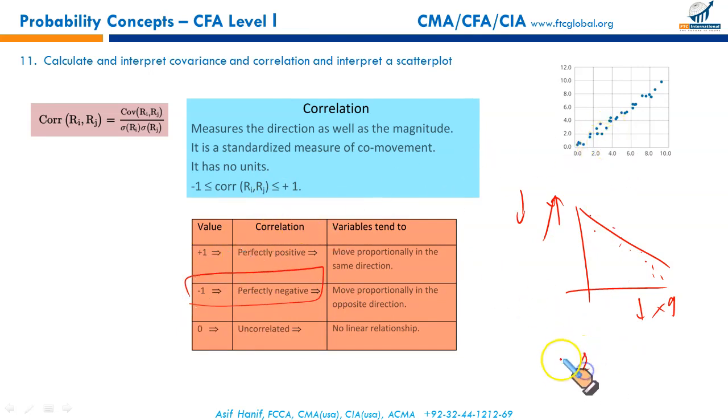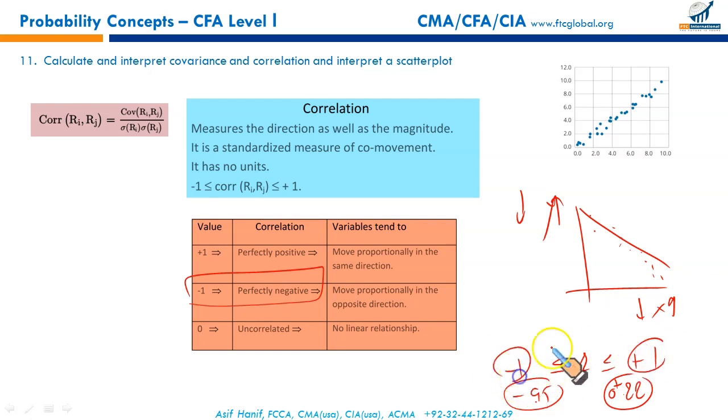R can fall anywhere between -1 and +1. Let's say if it's 0.88, it means very strongly positively correlated. If it's -0.95, strongly negatively correlated. Close to +1 and -1 means they are strong. But if R is close to 0, it means either there is no relationship or the relationship is very weak.